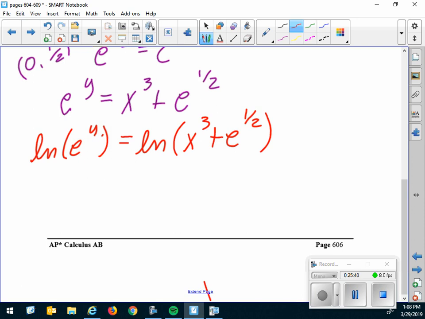What is that left side? It's y natural log e. But what is the natural log of e? 1.